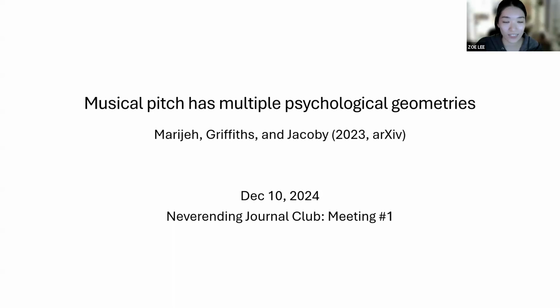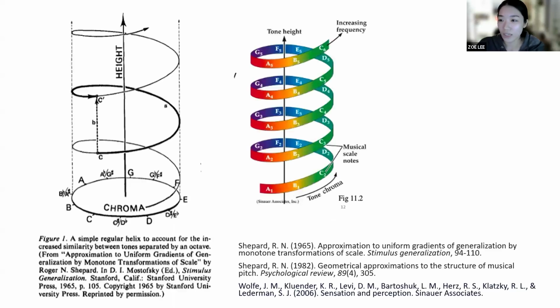Today we'll be discussing this paper titled Musical Pitch Has Multiple Psychological Geometries by Marjieh, Griffiths, and Jacoby, published in 2023 on arXiv. Yeah, so let's get right into it.